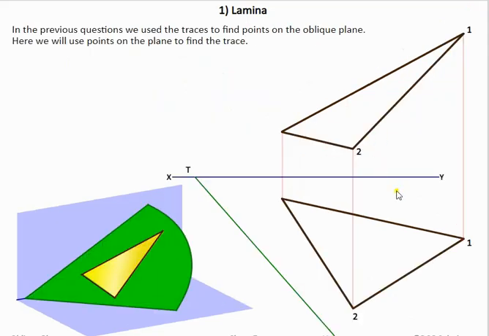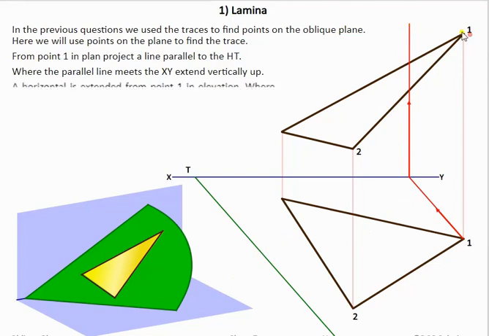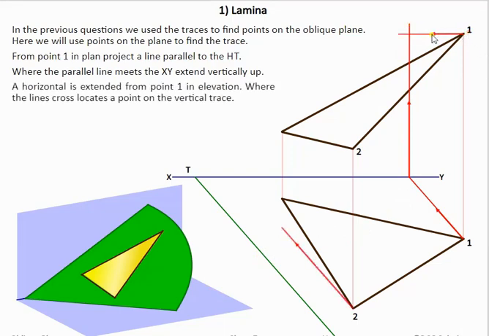Now in this question, we're given the lamina in both views. What we need to do here is construct the vertical trace. So how do we find the vertical trace if we're given the surface and one of the traces? What we do in this case is take point 1, bring it parallel to HT, and then from the XY line bring it straight up, then from point 1 bring it across, and this here is our point on our vertical trace.